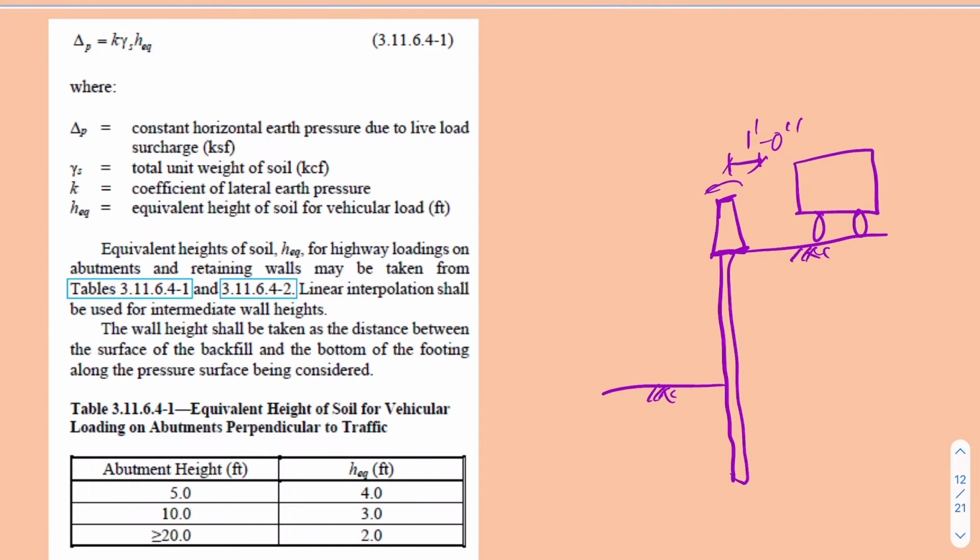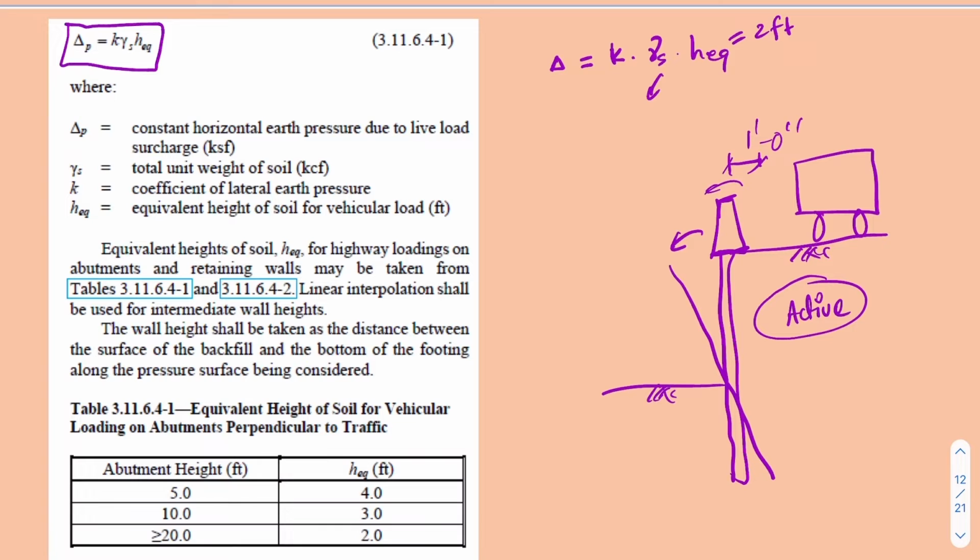For the live load surcharge, you can refer to Equation 3.11.6.4-1 of AASHTO LRFD 9, and you will see this equation up here, which is the constant horizontal earth pressure due to live load surcharge. It says Δp equals k times γ of soil and its equivalent height, h_eq. We already got this height, which will be 2 feet, and this is the unit weight of soil, and k is the lateral earth pressure coefficient. It doesn't say if it's active or passive, and the reason is because it depends on which side of the sheet pile the traffic is on. In our case, the traffic is on the active side, so we will use the active pressure coefficient.